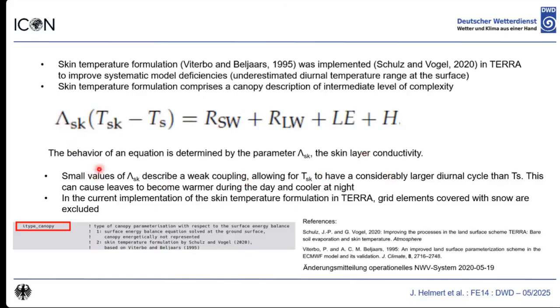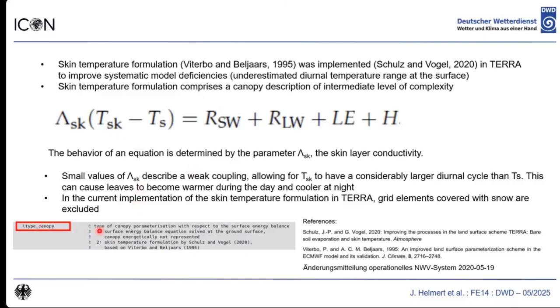A small value makes a weak coupling. This means that T skin can become very different from TS, which allows a higher diurnal cycle of the surface temperature. A large value would mean a strong coupling, and then T skin cannot deviate much from the surface temperature. This only allows a small diurnal cycle.